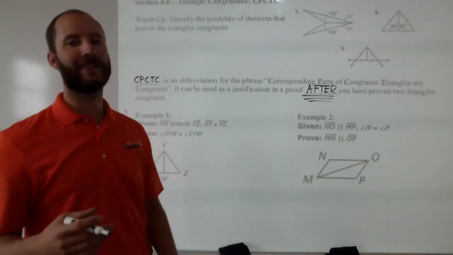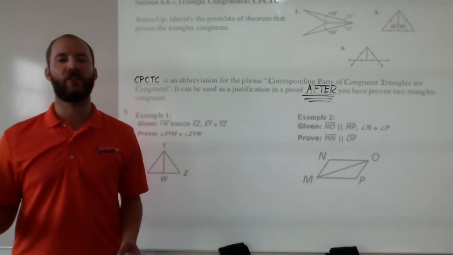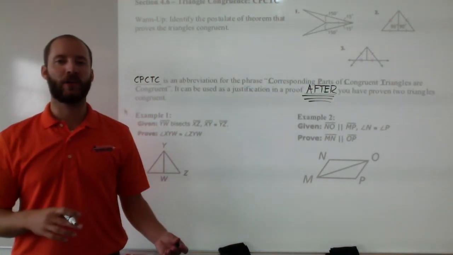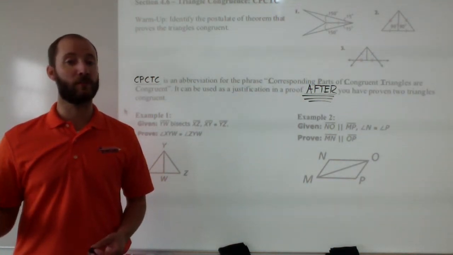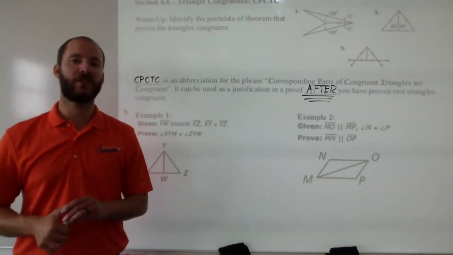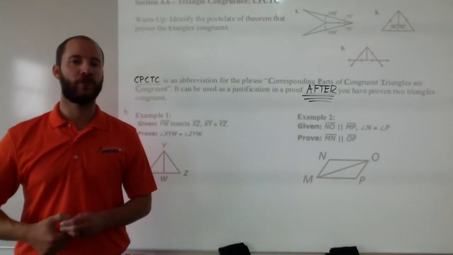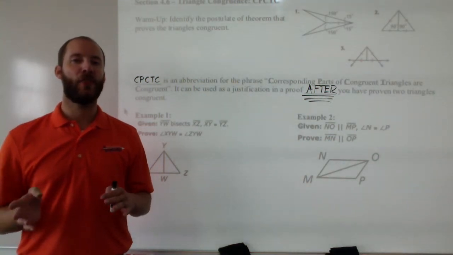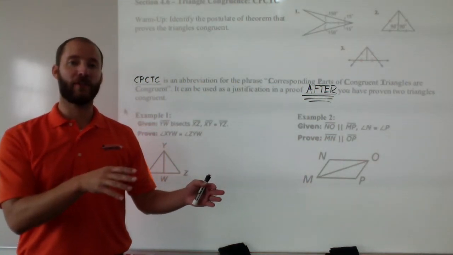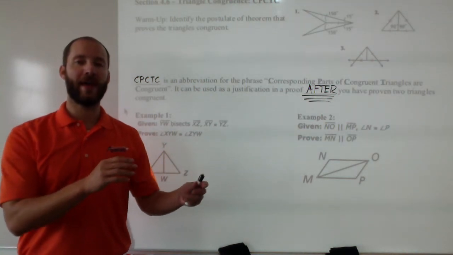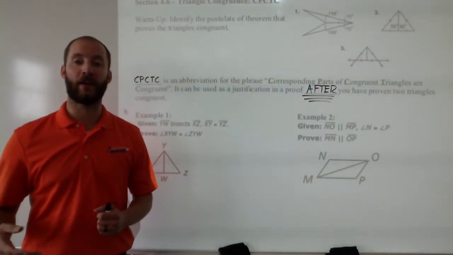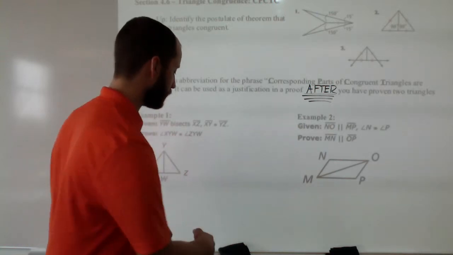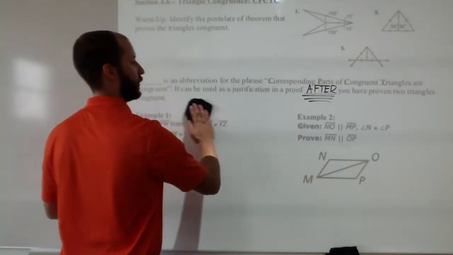Now what it does, it allows you to use that definition of congruent to talk about corresponding parts that you may not have addressed in your proof. So let's say you use side-side-side to prove 2 triangles are congruent. CPCTC, then, after you've proven them congruent, allows you to talk about any pair of corresponding angles. So let me show you how this works.